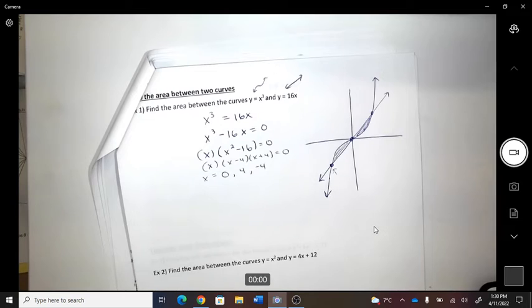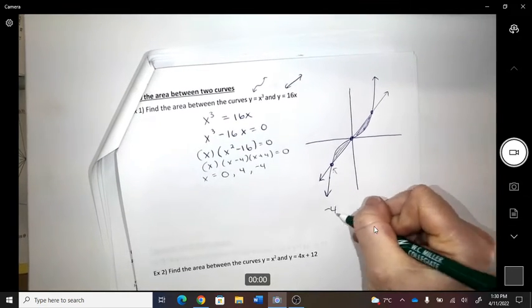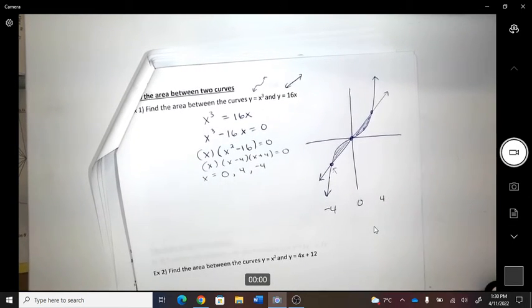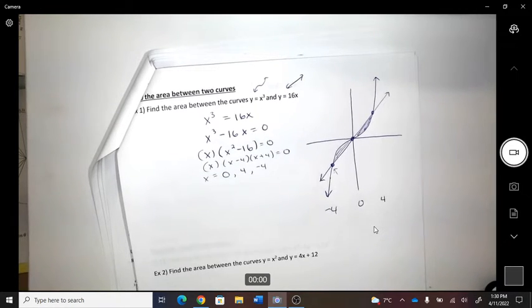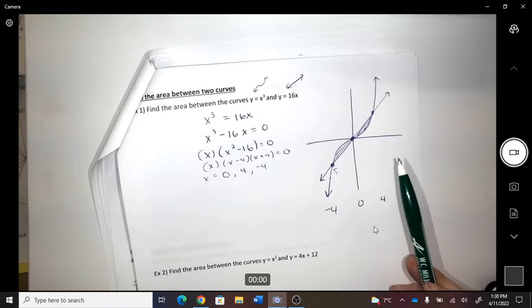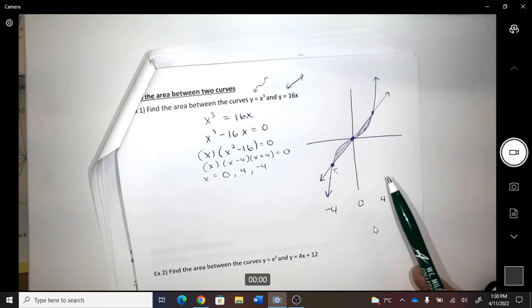And it makes sense on my graph. Right? That's where they intersected, right? At -4, at 0, and at +4. Okay. Now I also am going to do this.